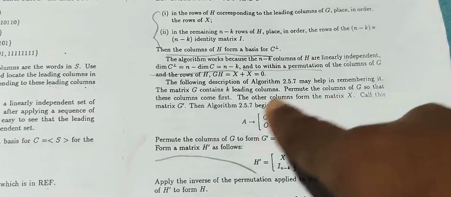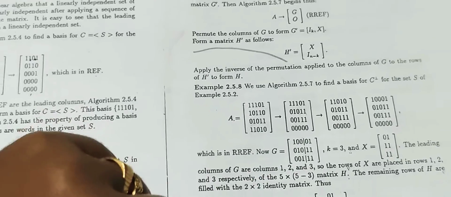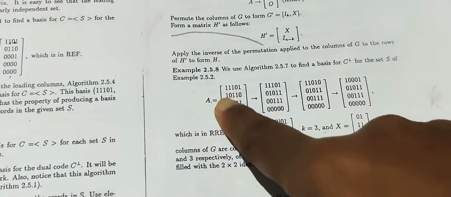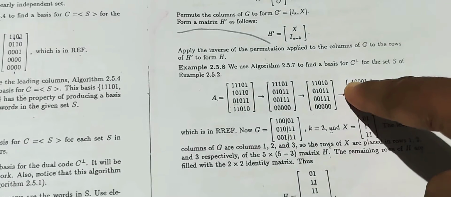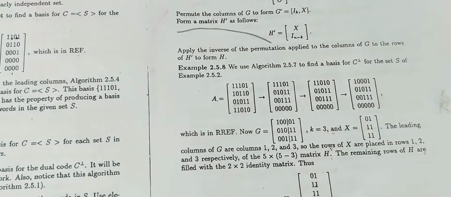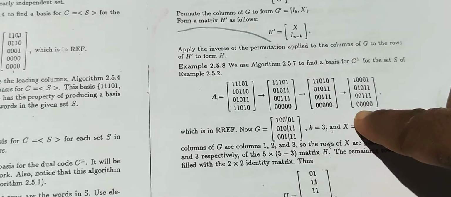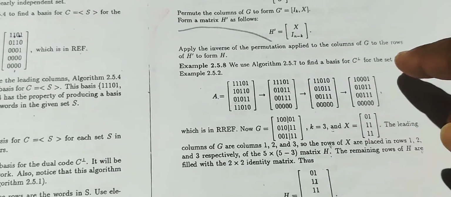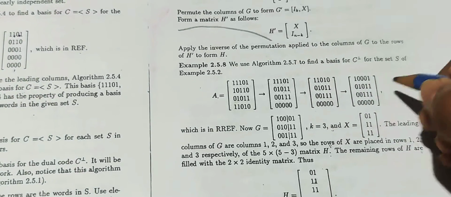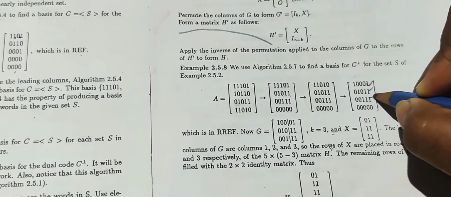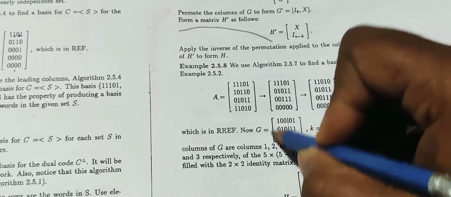Okay, so this is the description, and here is the problem. Here A is the matrix which reduces to RREF, the reduced echelon form, this one: 1 0 0 1 0 1 0 1 1 0 0 1 1 1 0 0 0. Okay. So the number of non-zero rows: here 1, 2, 3. These are the non-zero rows. So that is the matrix G. Okay, so this is the matrix.